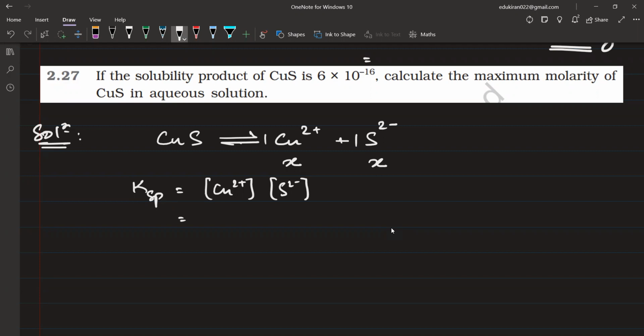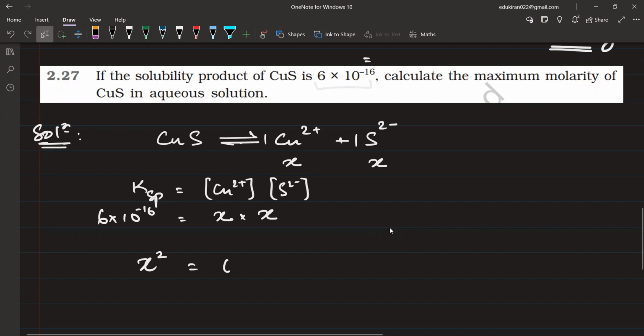Now the amount of copper 2 plus is X and the amount of S2 negative is also X. This is equal to KSP. Now what is KSP? KSP is 6 into 10 to the power minus 16. Now what are these? These are molarity, concentration. है ना? Molarity of Cu2 plus into molarity of S2 negative is equal to Ksp. I can write x square is equal to 6 into 10 to the power minus 16, and x will be equal to root of 6 into 10 to the power minus 16.